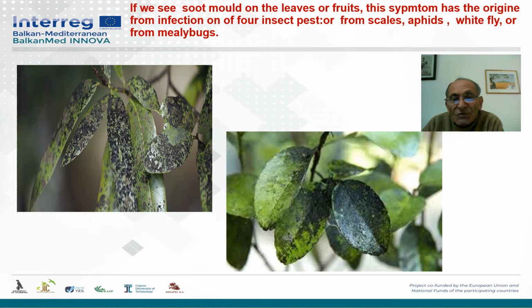On this sugar content, the honeydew is colonized by saprophyte diseases called soot mold. That means we need to control such kinds of insects in order to avoid this kind of soot mold on the leaves. The main cause is these insects.